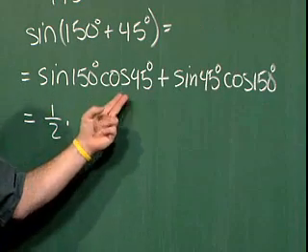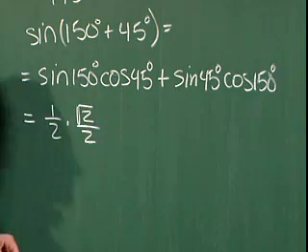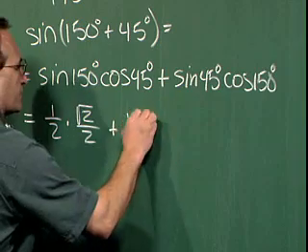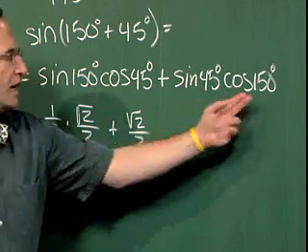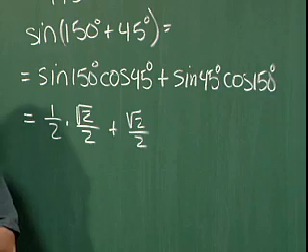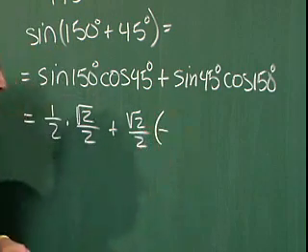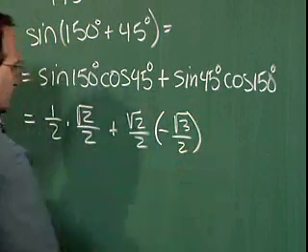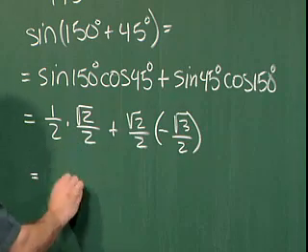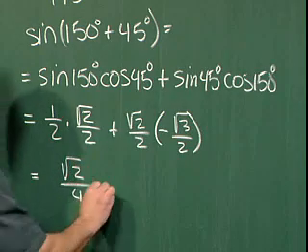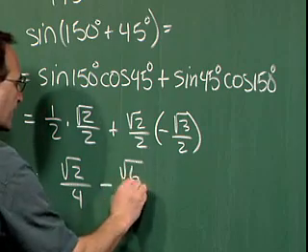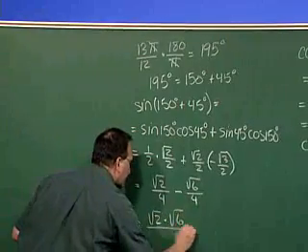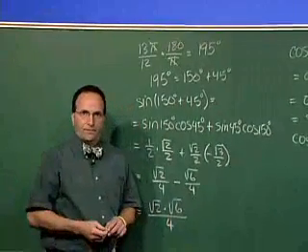The cosine of 45 degrees is equal to square root of 2 over 2. Plus, the sine of 45 degrees is the square root of 2 over 2. And then the cosine of 150, we're in quadrant 2, the cosine is negative. So it's negative, essentially the cosine of 30 degrees, which is the square root of 3 over 2. So what we have then is the square root of 2 over 4 minus the square root of 6 over 4. That's equal to square root of 2 minus square root of 6 all over 4.